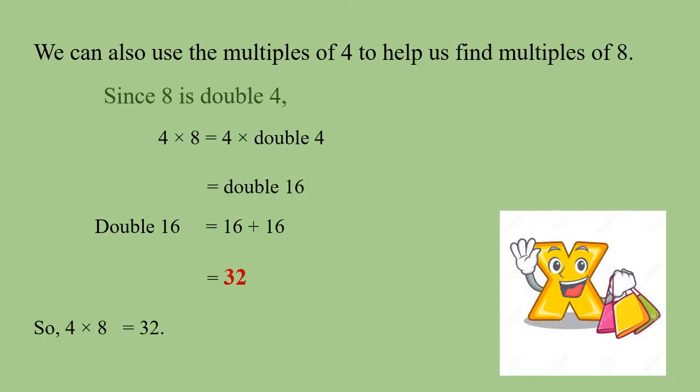Now, here another important thing. We can also use the multiples of 4 to help us find multiples of 8. Since 8 is double 4. You all know when you double 4 you get 8. 4 plus 4 is 8. Here now we will find 4 multiplied by 8. What is the answer? 8 means double 4. So 4 multiplied by double 4.